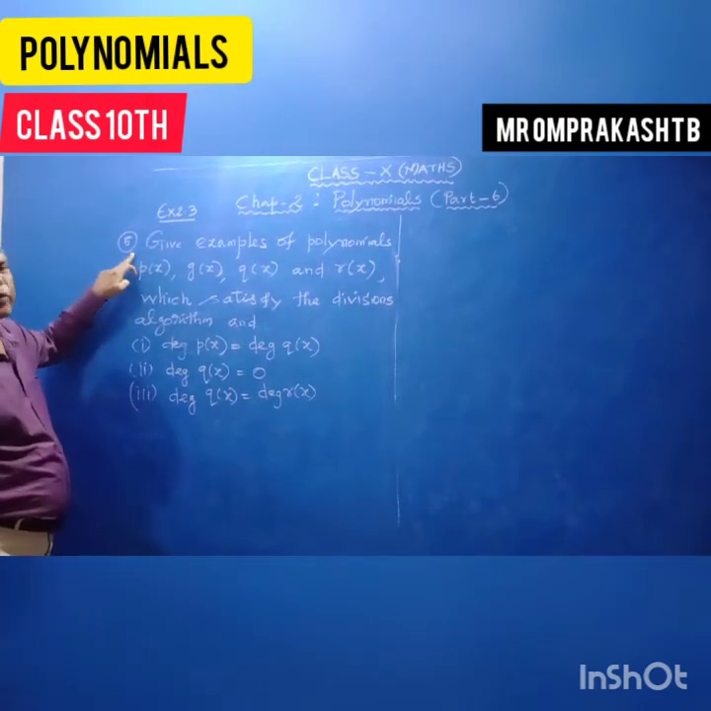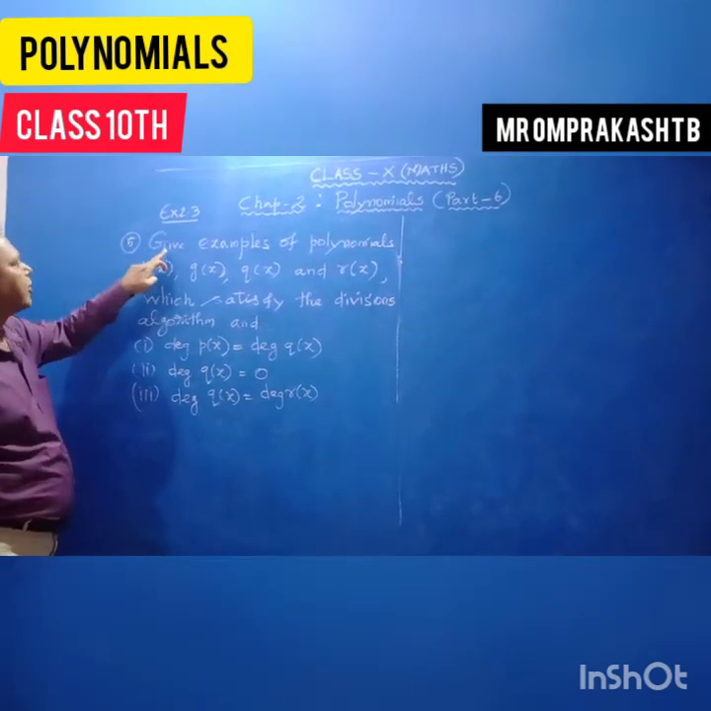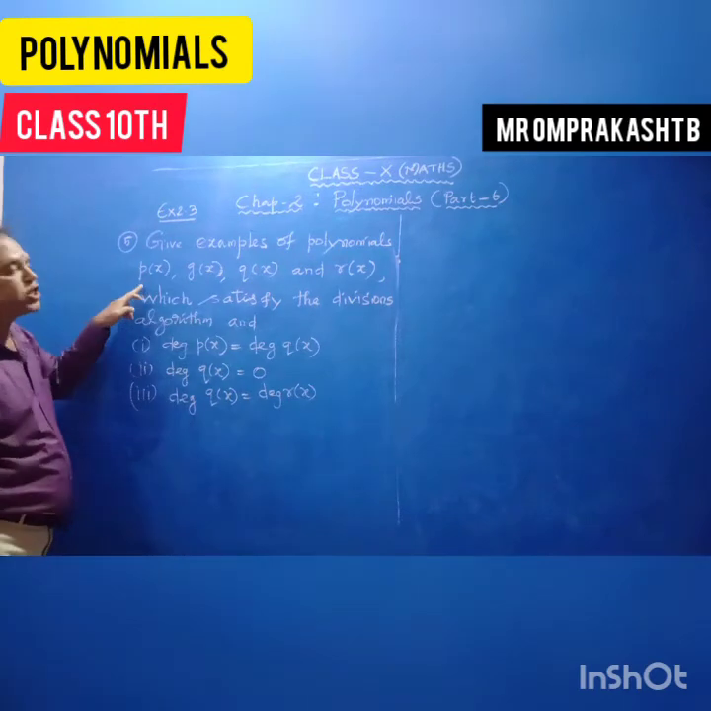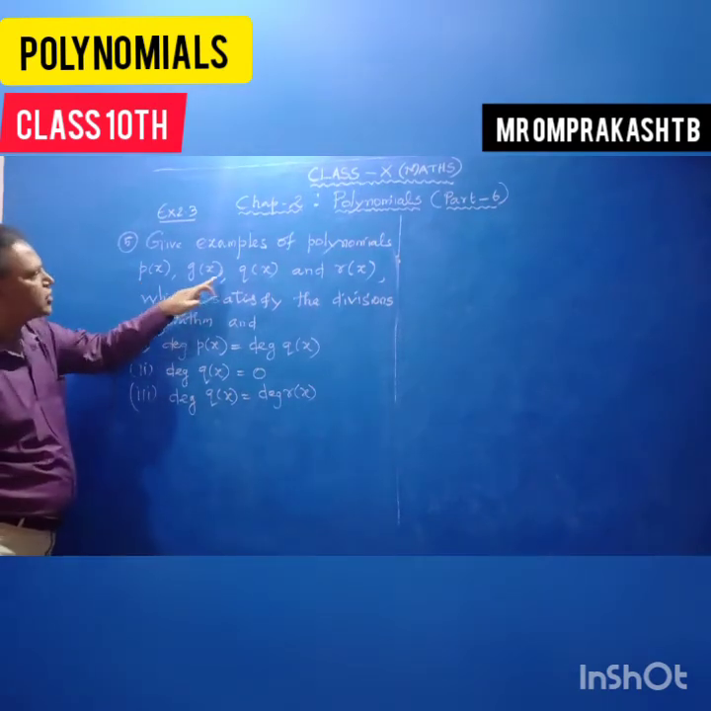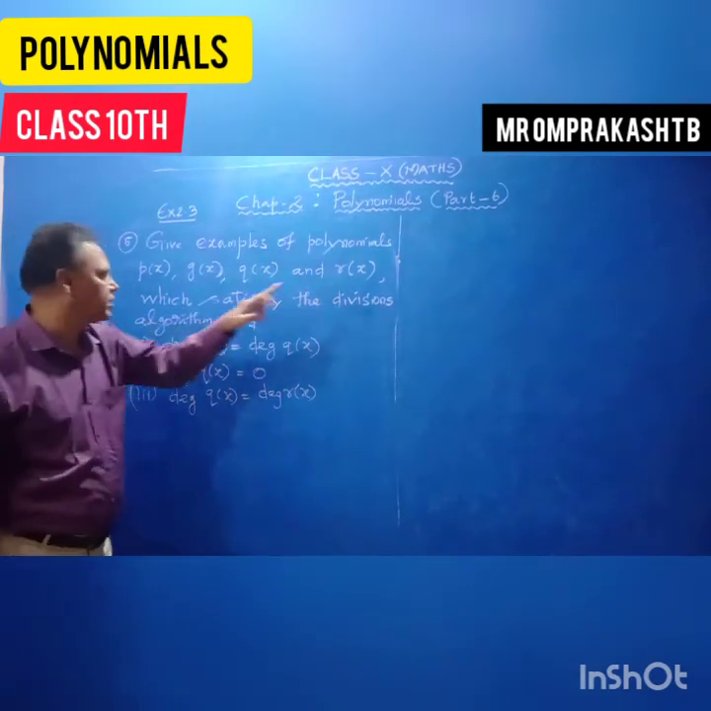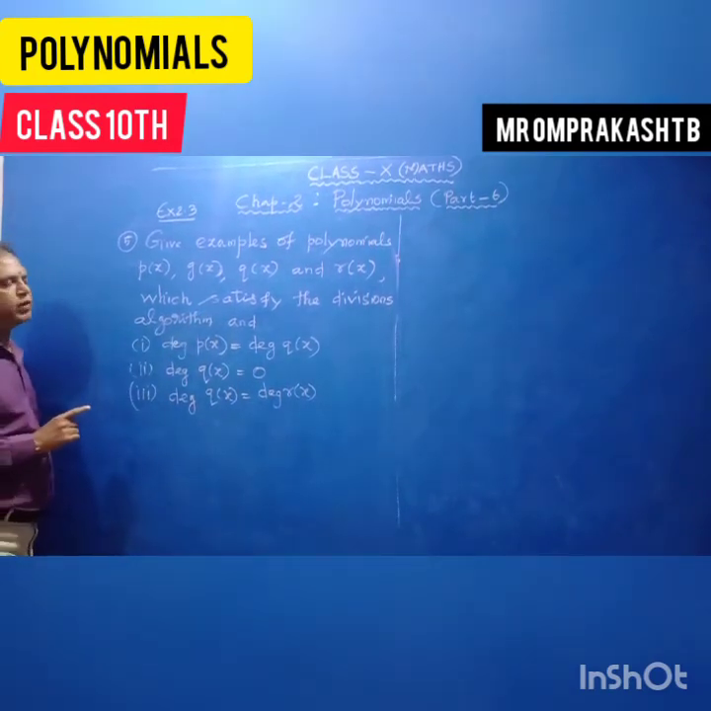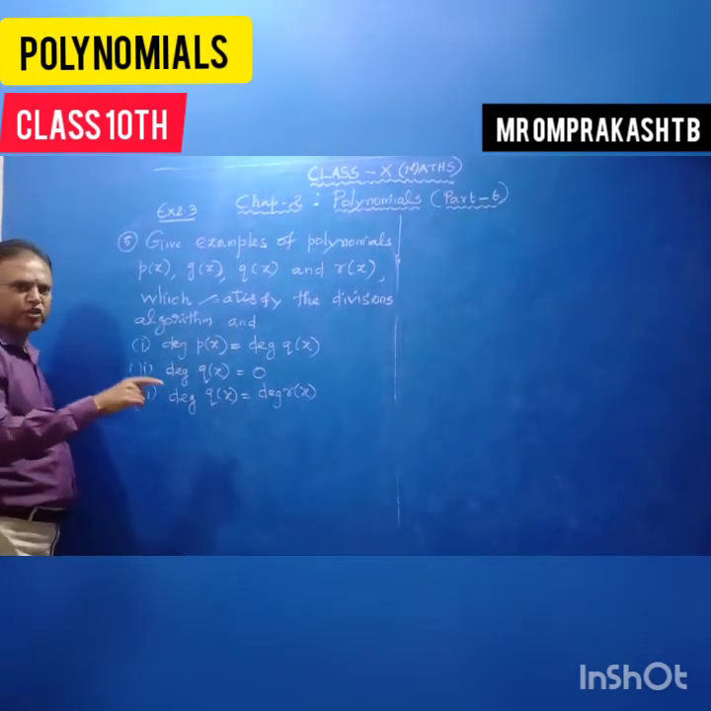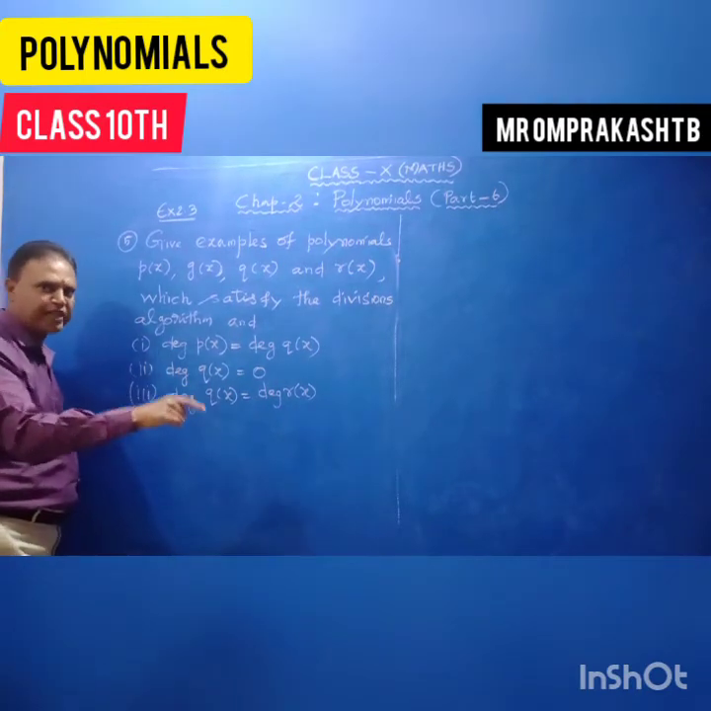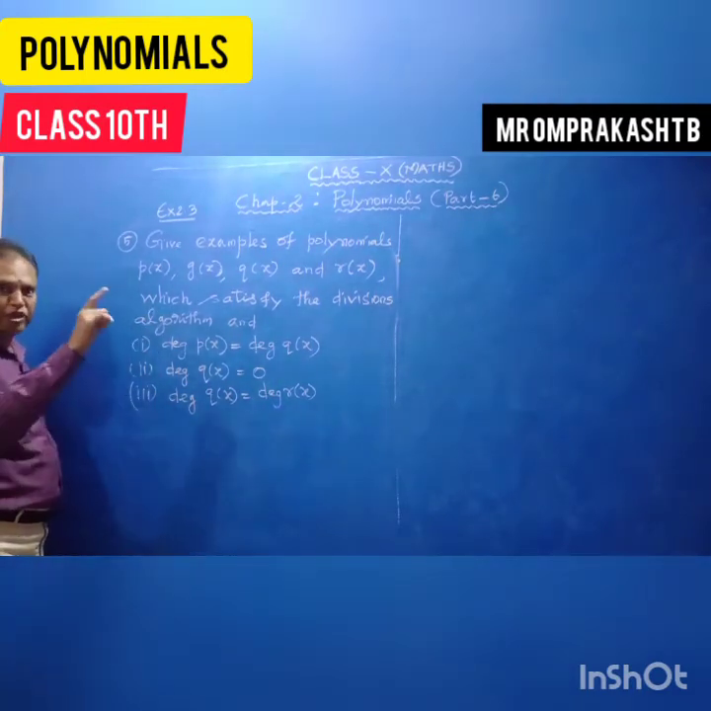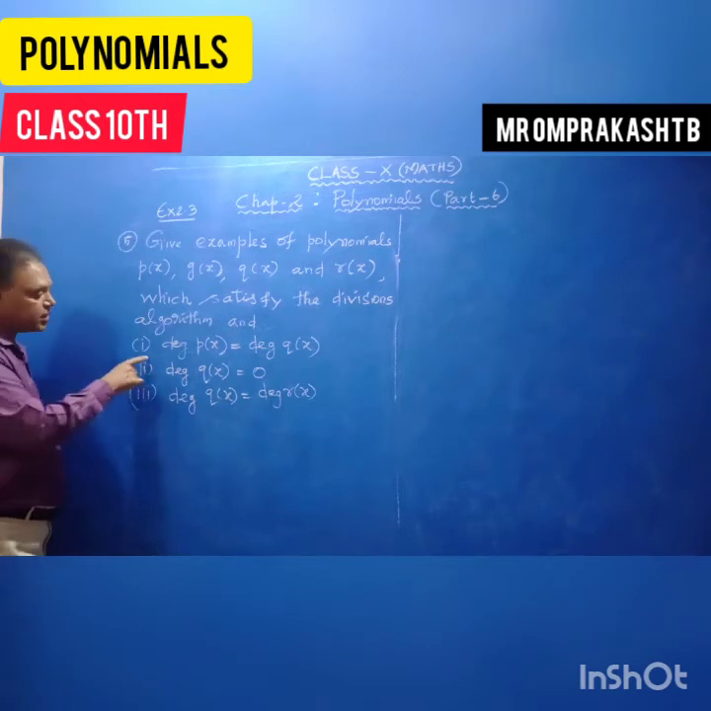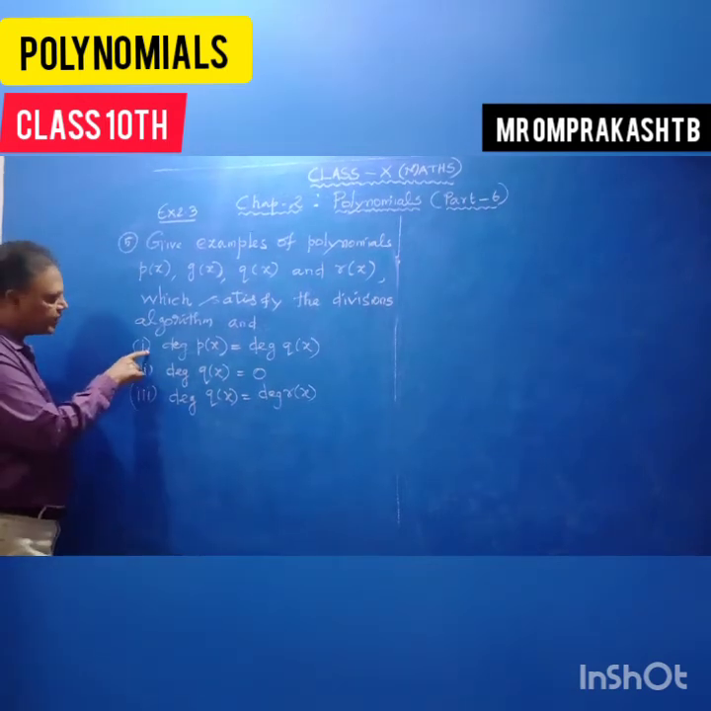Next problem, the fifth problem we will see now. Give examples of polynomials p of x, g of x, q of x and r of x which satisfy the division algorithm. What is the division algorithm? p of x equals g of x into q of x plus r of x. That statement should be satisfied. Such polynomials you have to find for the given condition.